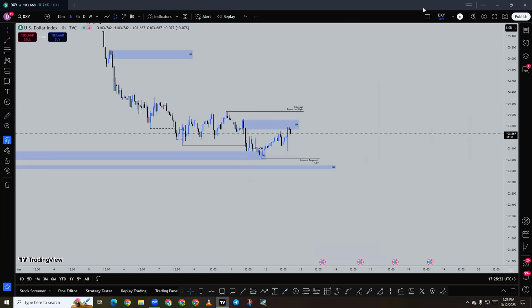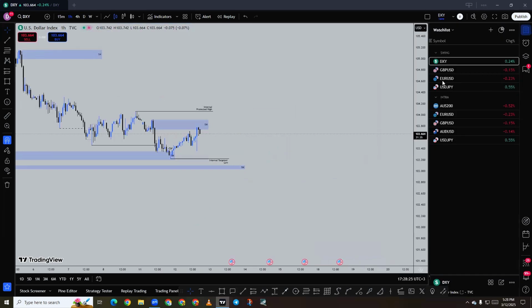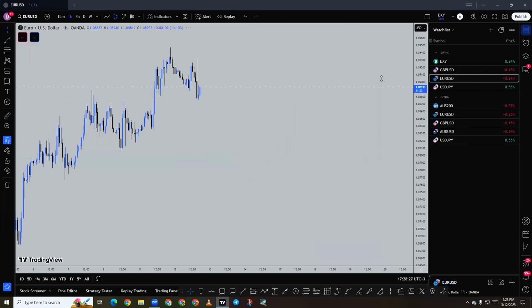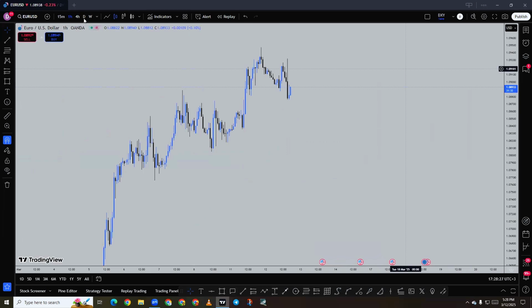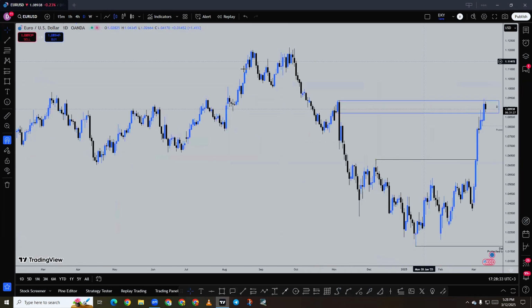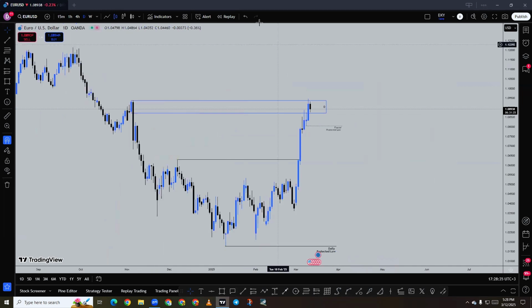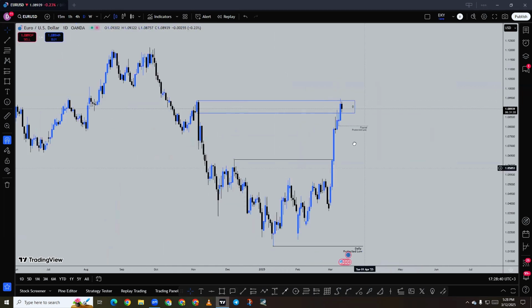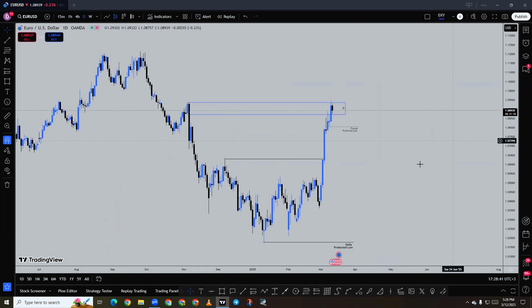So let's just look at Euro USD. Yeah, so this is the daily chart for Euro USD. And just like the DXY, this is where it broke structure to the upside.